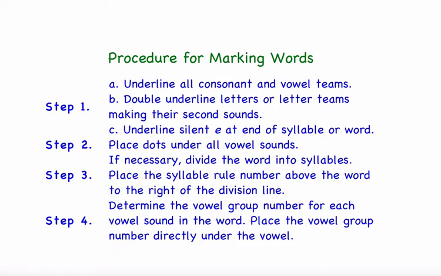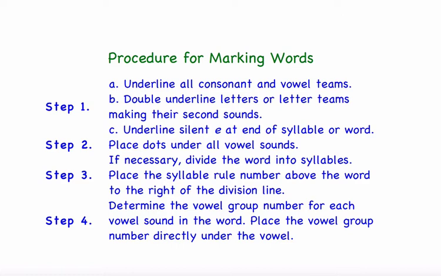Let's review the marking procedure we apply to these words. Really, this is just an inner analysis that you want to learn so that when you're looking at a word, you automatically begin to identify the specific elements within the word that you need to make note of. The first thing you do is look for consonant and vowel teams, and of course we identify them by underlining them. If a letter or letter team represents its second sound, double underline that letter or letter team, and then underline any silent E's at the end of the word. After you do this, you identify the vowel sounds in a word by placing dots under those vowel sounds.